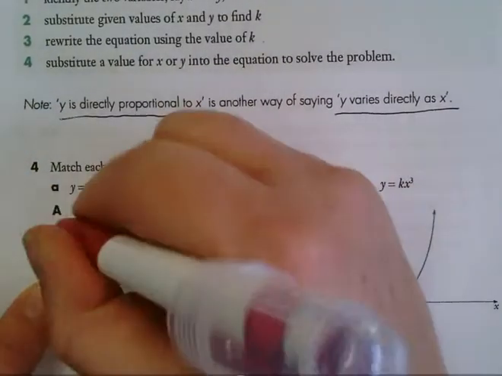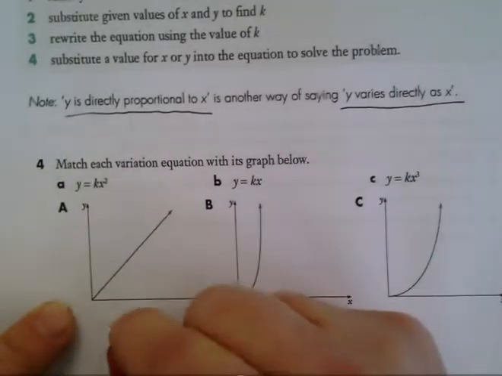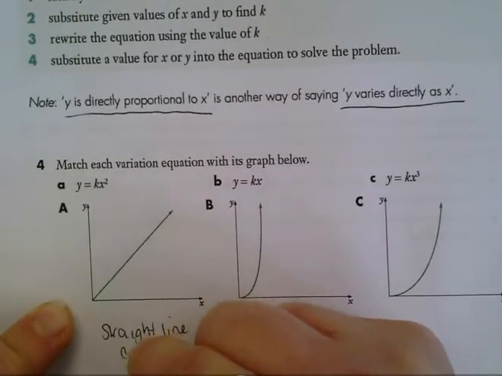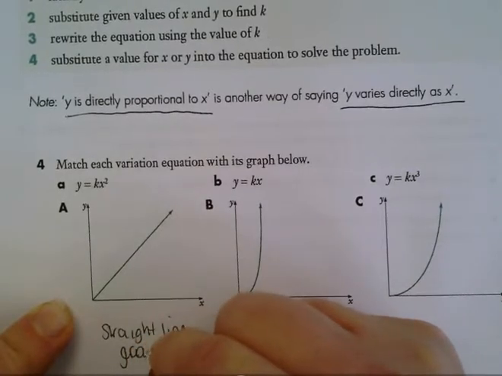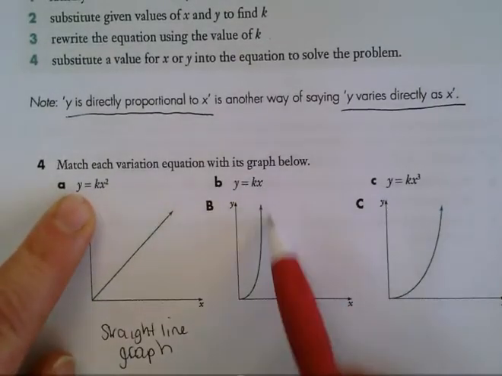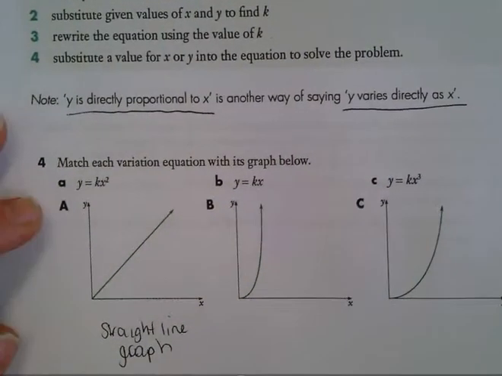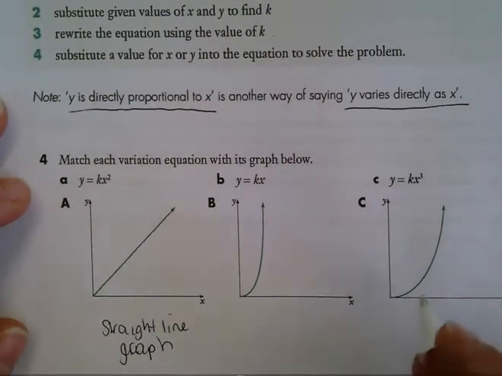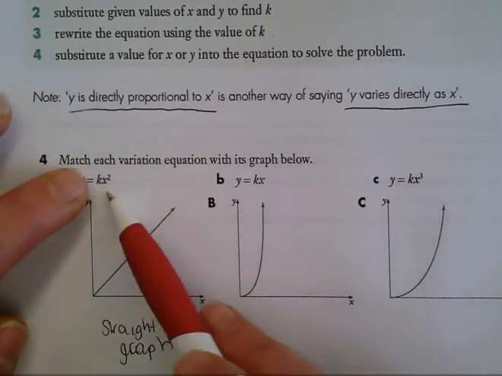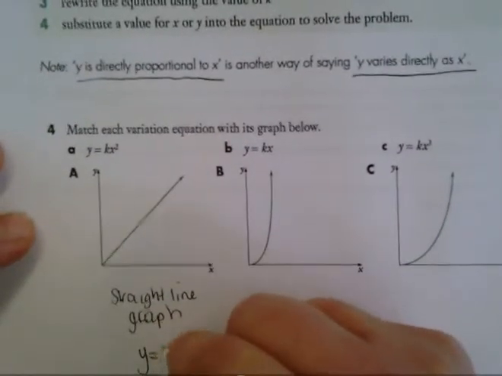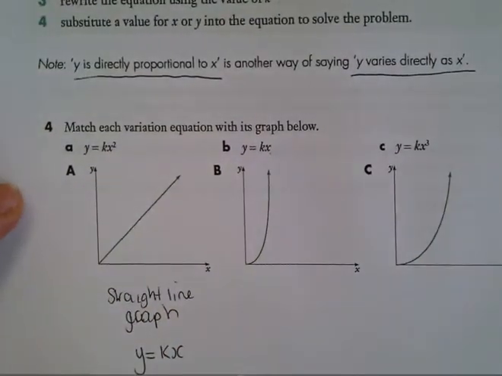I want you to tell me this first one here, this is a straight line graph. Which of these above do you think it would be? Y equals kx squared, y equals kx, y equals kx cubed? Which one? Come on. Kx, that's like y equals mx plus b. So that would be y equals kx. That's a straight line graph.